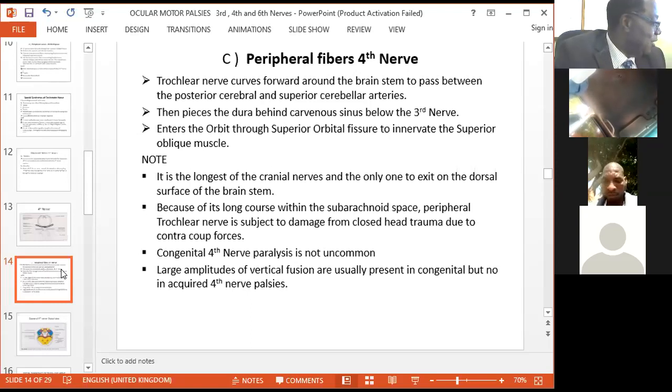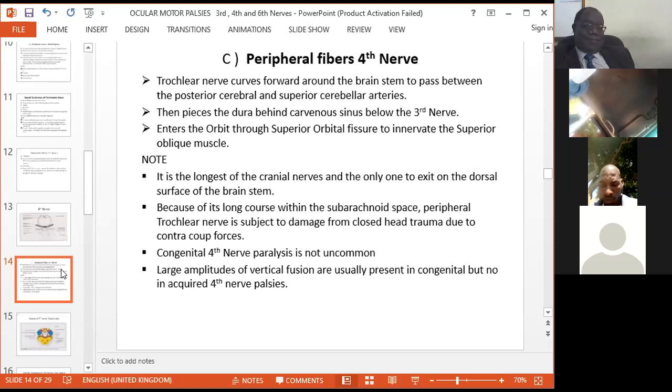Very important to appreciate. When you locate the lesion, they will always ask you, is this the left or the right? Don't be carried away because the features are showing here. At this level, it must be this level. So, the fourth nerve is the longest of the cranial nerves and the only one to exit on the dorsal surface of the brainstem. The others exit on the ventral side, not on the back side.